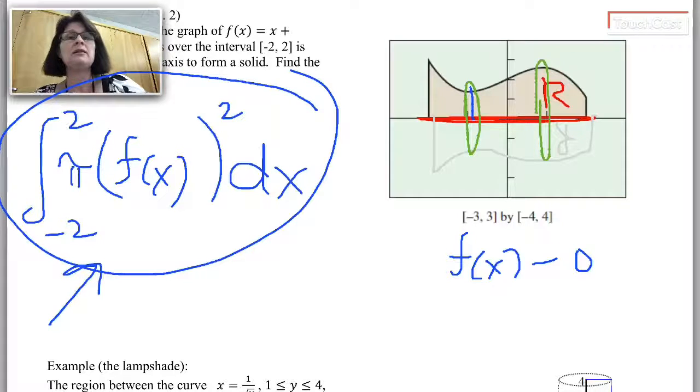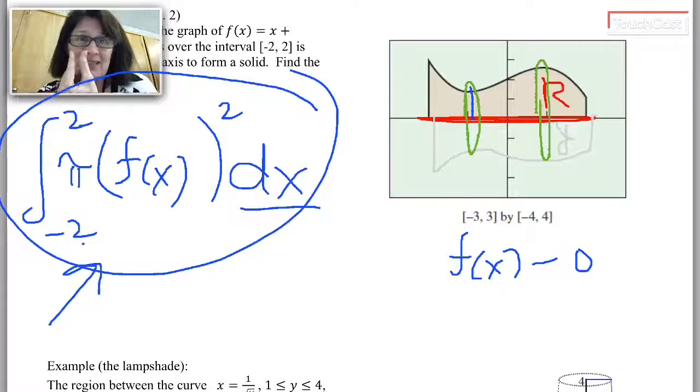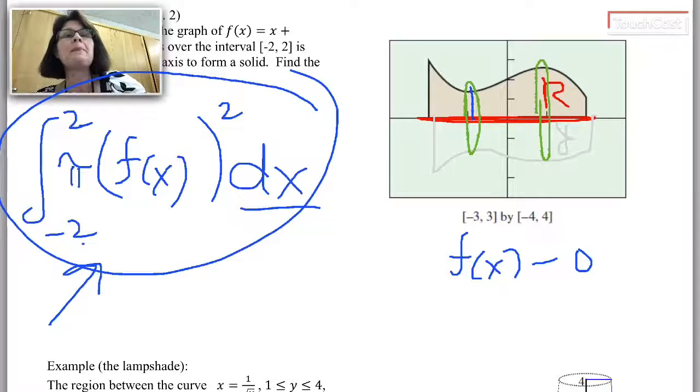So notice x limits on an x integral because I've taken slices that are perpendicular to a horizontal line, so my slices are vertically oriented, which means their thickness is a small change in x. And then area for a cylinder, or area for a circle, pi r squared.